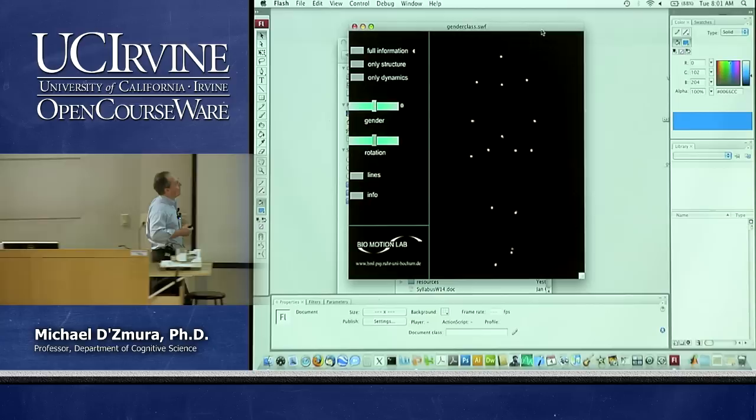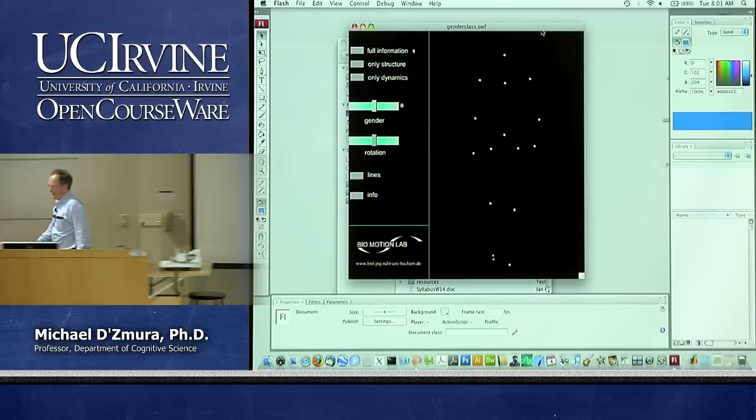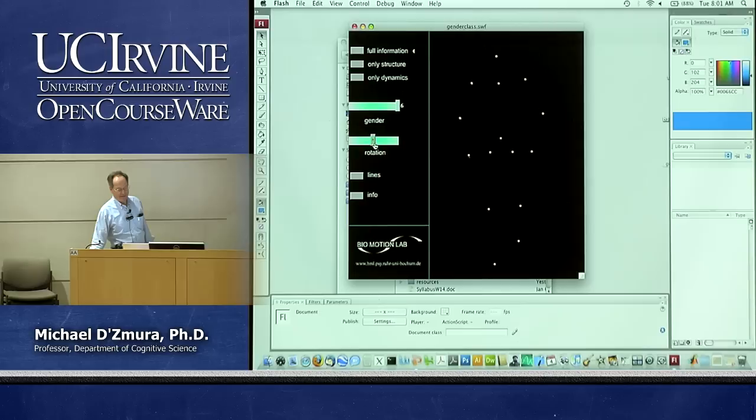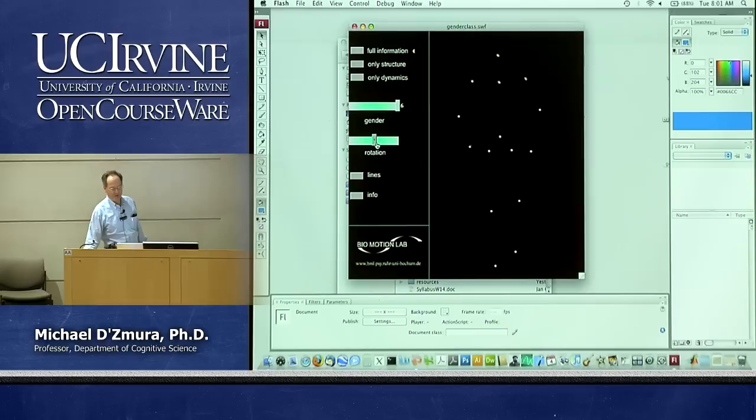Now, what's sort of fun is that we can vary the way that these points are moving. And let's try a little bit that way. A little bit that way some more. Oh, there we go. Now we've got an action movie star. And we'll rotate that a little bit. So what I did was I moved the gender over to the right side, and that happens to give an exaggerated male walk. And there we are.